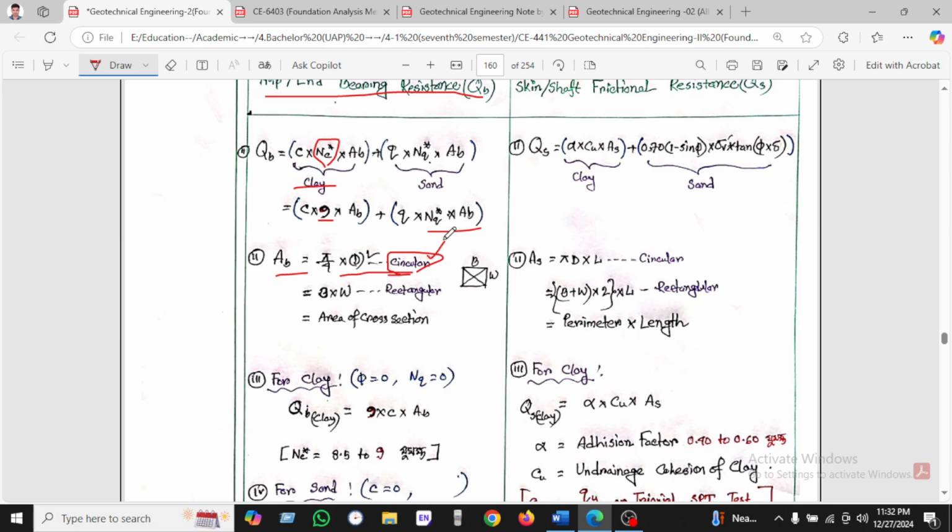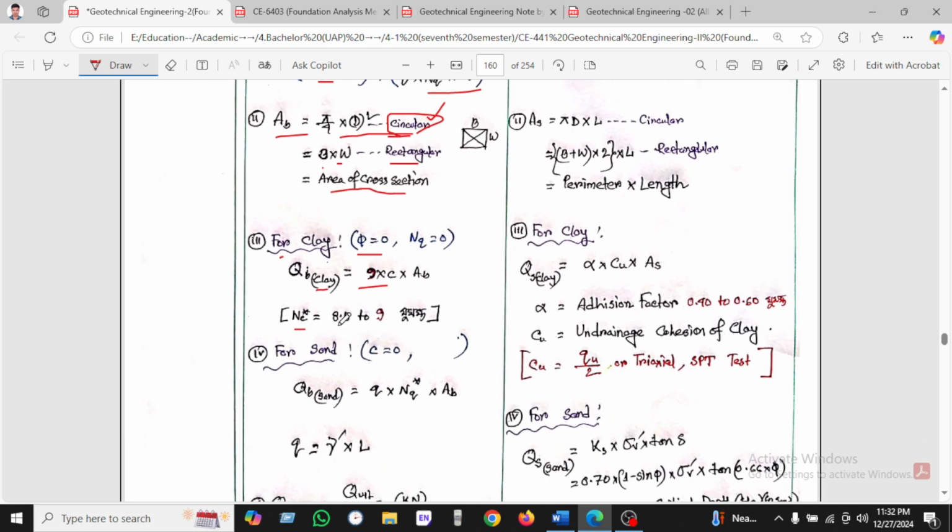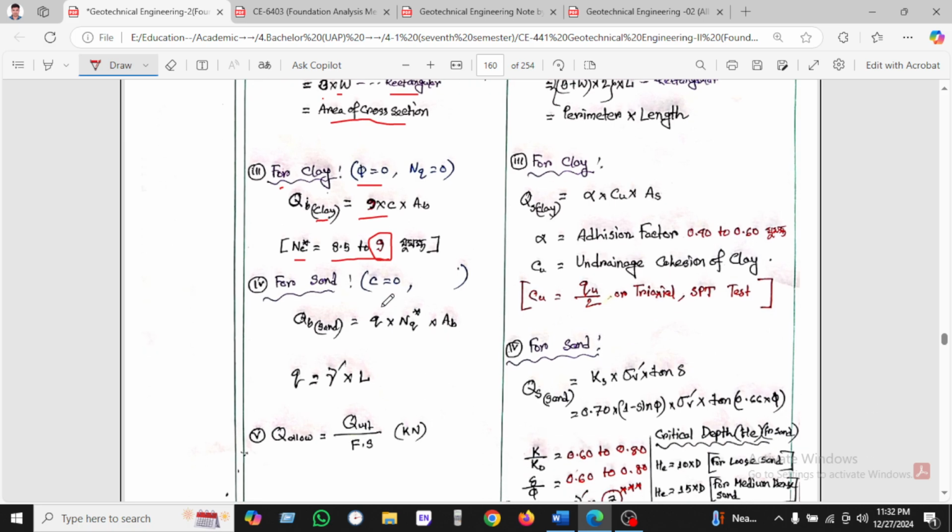In the case where we install a rectangular pile, the area is the rectangle B times W, which is the cross-section area. So for clay, how do we recognize the clay? When phi equals 0, we recognize it as clay. So Qb equals 9 Cu Ab, and Nc star, the value of Nc star, is 9. So we will always use 9. This is the memorizing point.